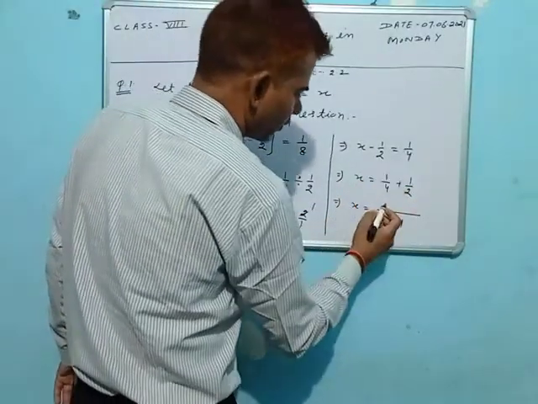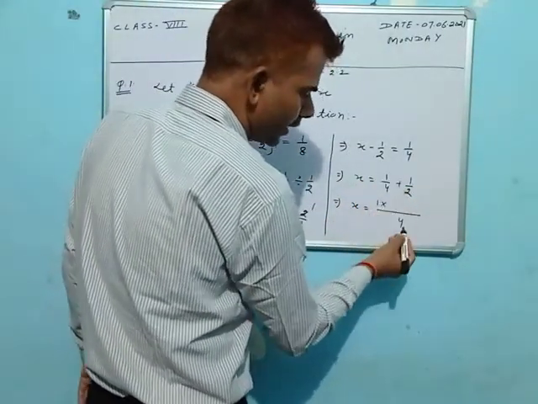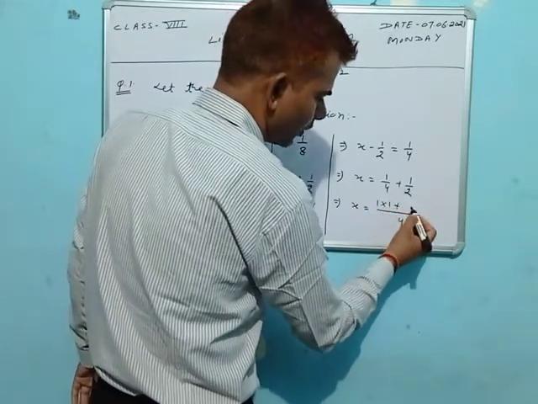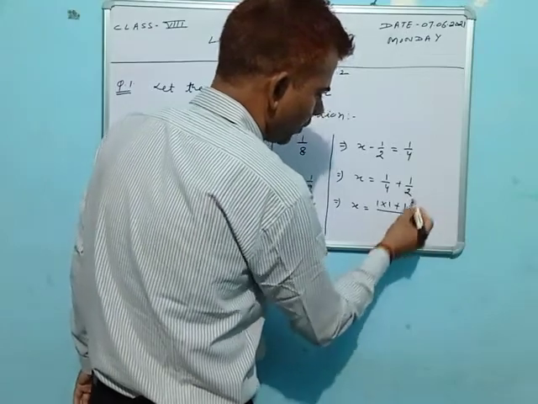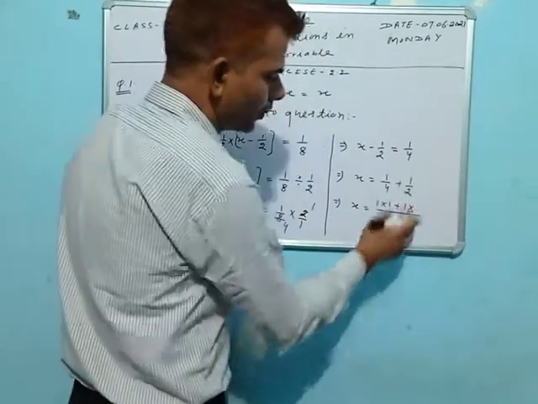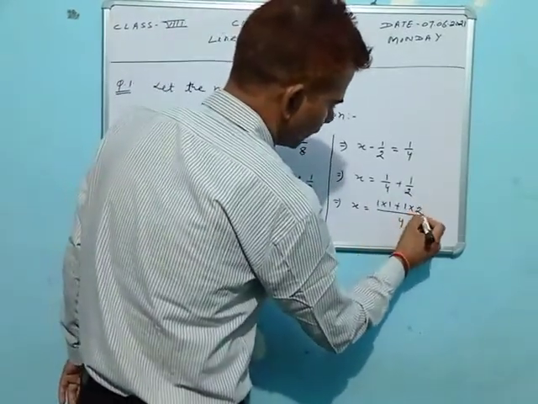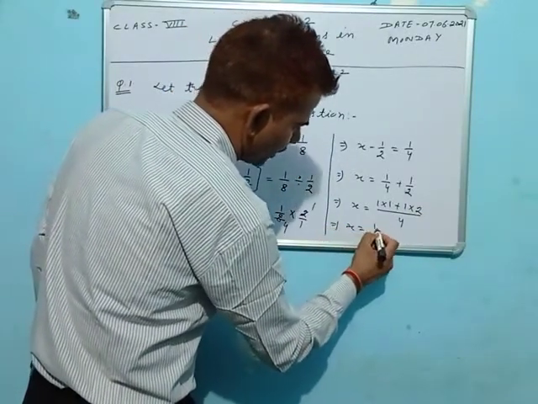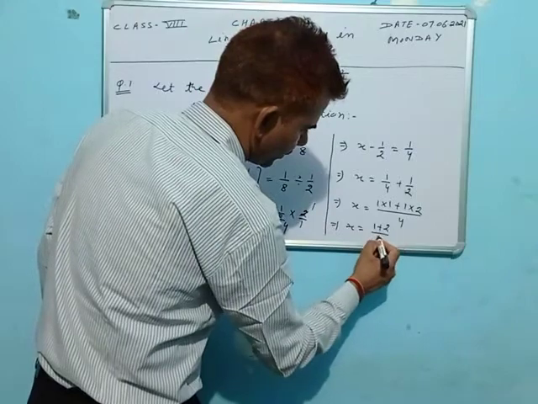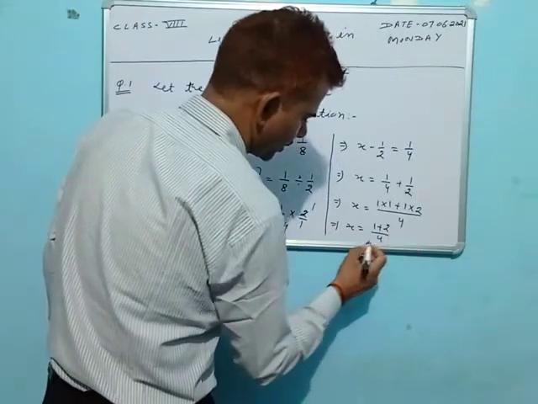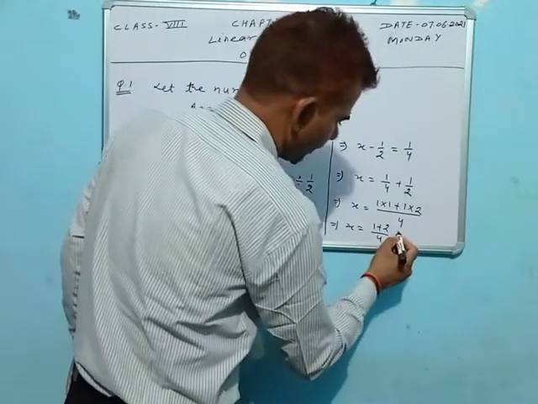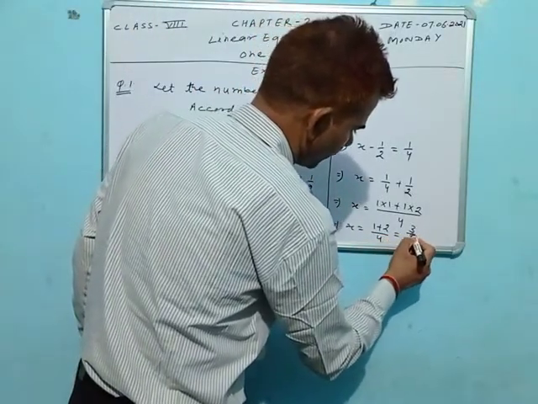Now the numerator is 1 as it is. How many times does 4 come in the table of 4? 4 1s are 4, that is 1. Numerator 1 as it is. How many times does 4 come in the table of 2? 2 2s are 4. Now students, x is equal to 1 plus 2 over 4, that becomes 3 by 4.